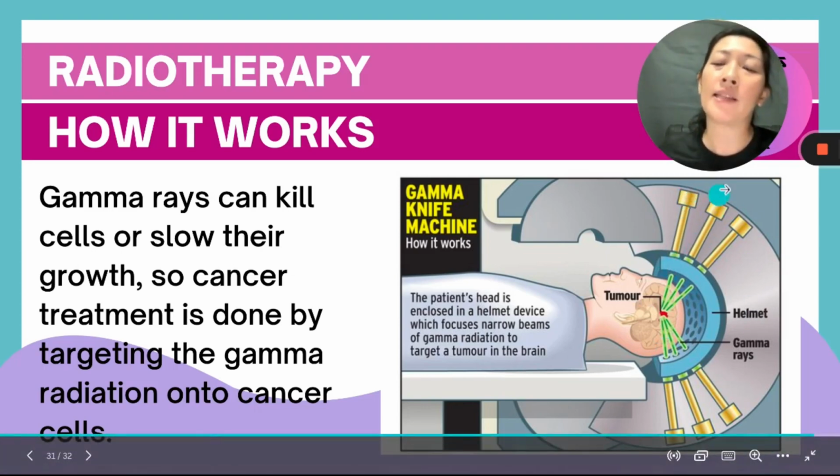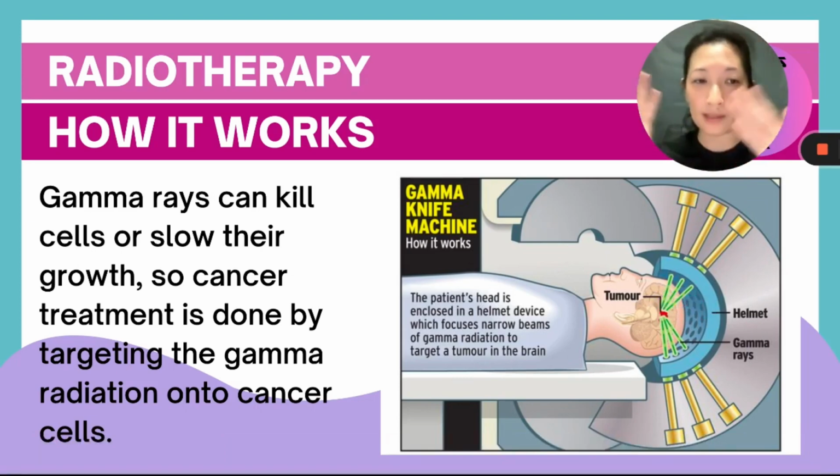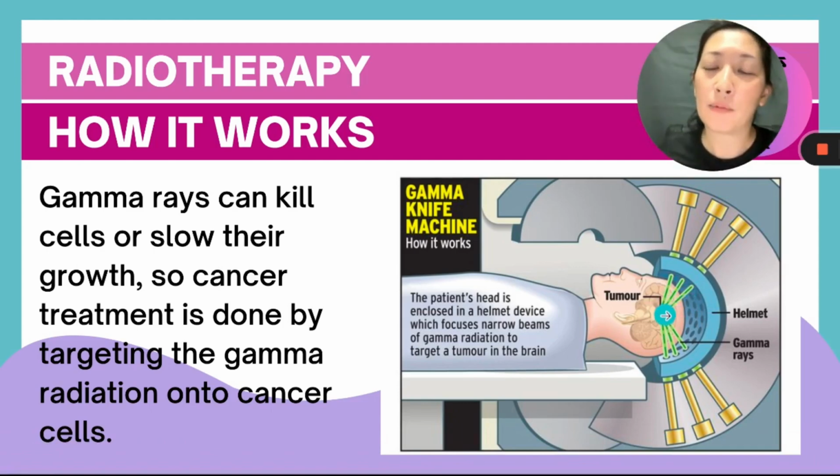So the levels are low enough that they won't kill. The cells that have been exposed may just be slightly damaged, but they can still recover from the exposure to gamma radiation. But we target the tumor in such a way that, because the beams all converge on it, the tumor receives the highest level of exposure, enabling the treatment to be focused on the tumor. So the tumor cells can be killed or the growth can be slowed.